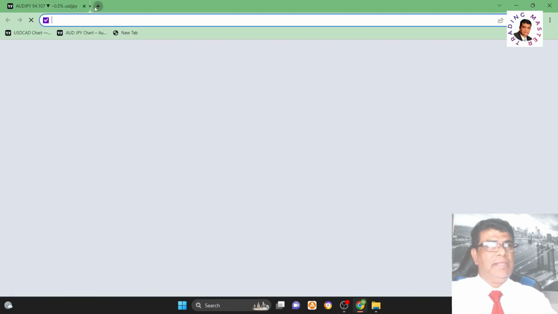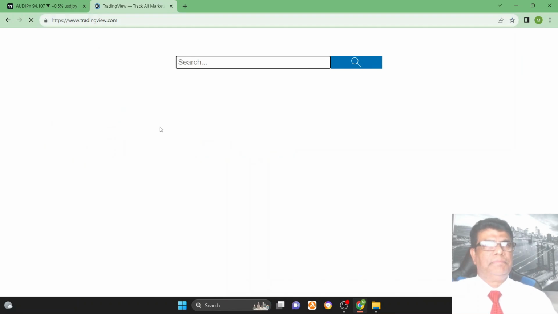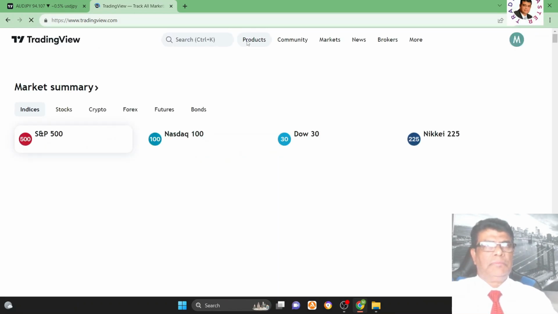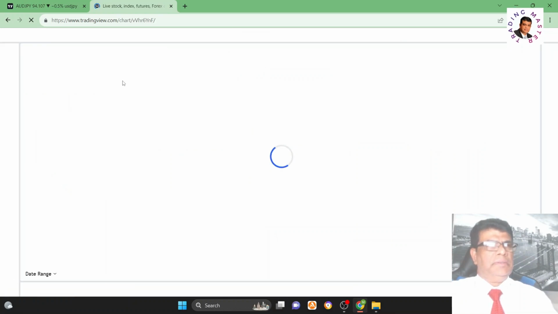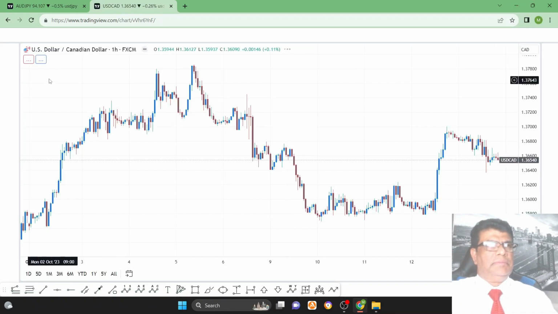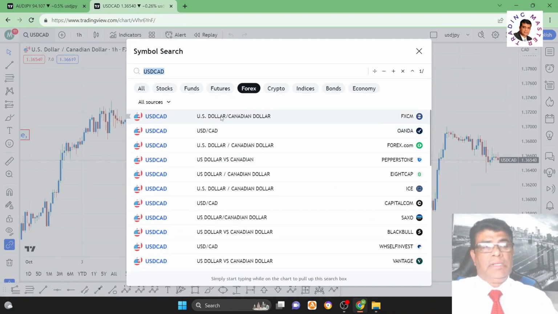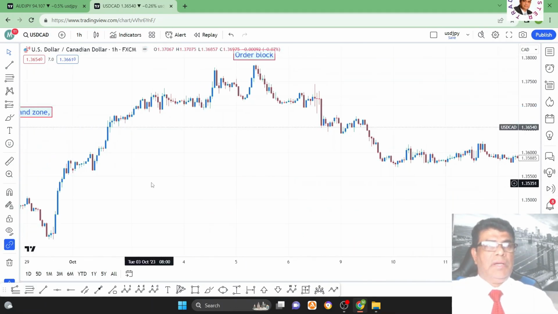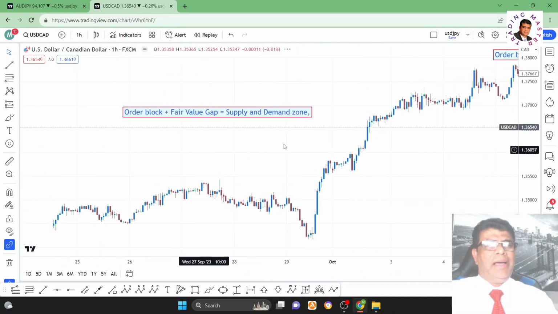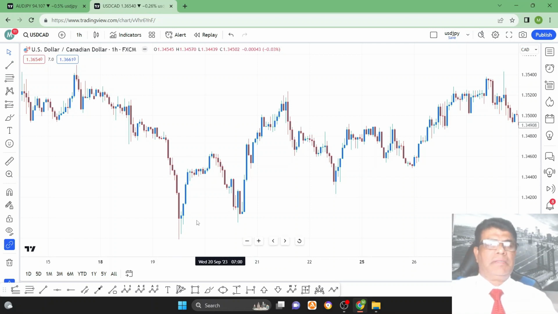Okay. Click a new tab. Type www.tradingview.com. Go under the support charts. Well, I'm doing Forex currency pair U.S. dollar versus Canadian dollar. Okay, so click. Now, how do you identify order block? Okay.